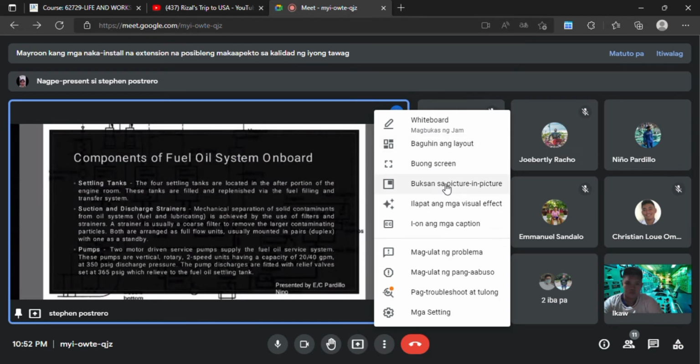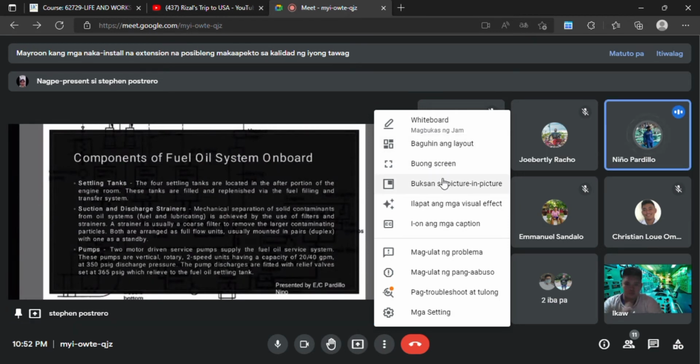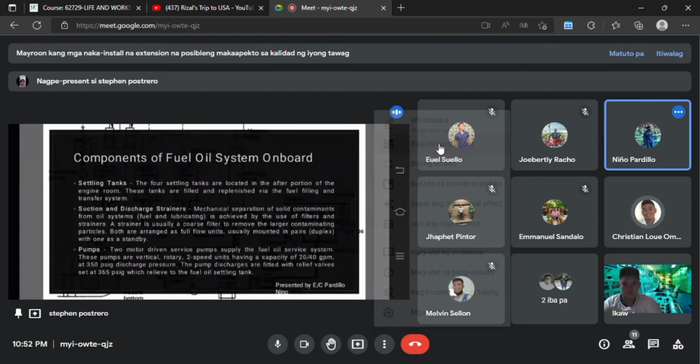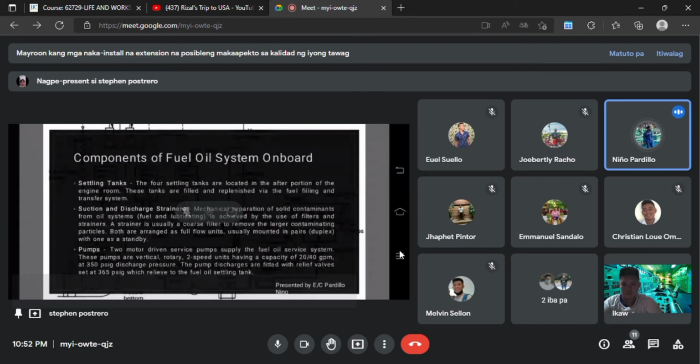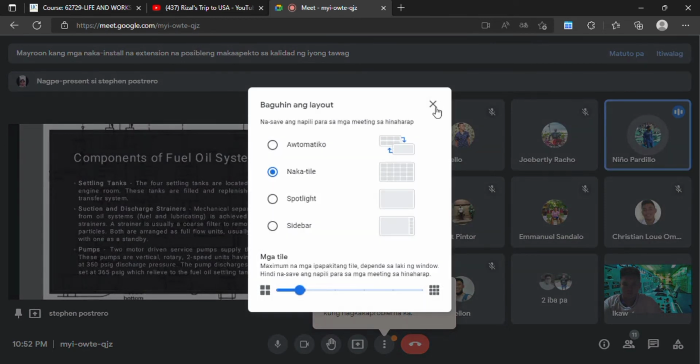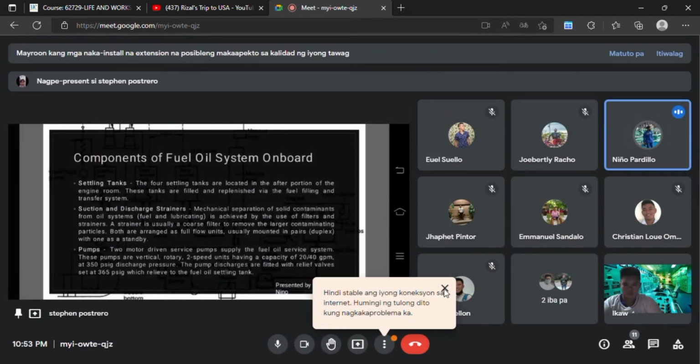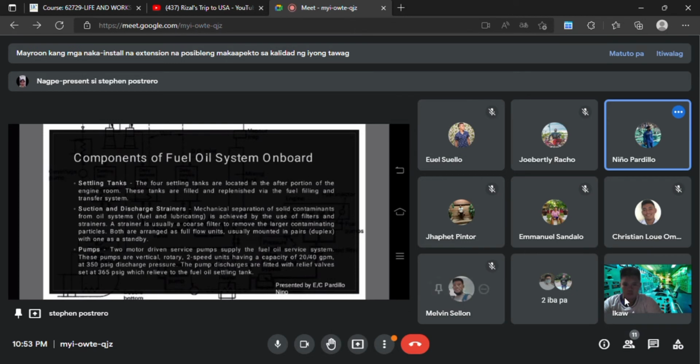The second is the suction and discharge strainers. It is a mechanical separation of solid contaminants from the oil system, such as fuel and lubricating oil. It is achieved by the use of filters and strainers. A strainer is usually a coarse filter to remove larger contaminating particles. Both are arranged as full flow units, usually mounted in pairs or duplex, with one as a standby.